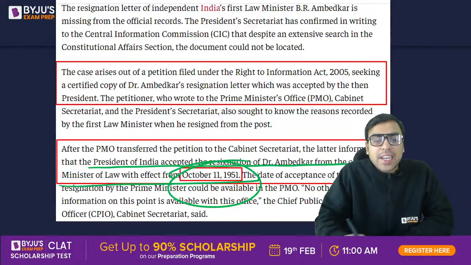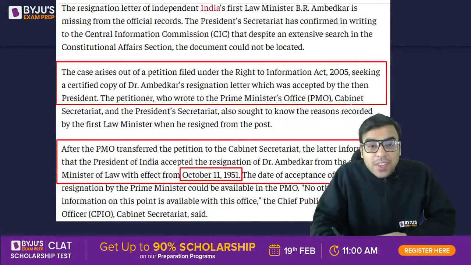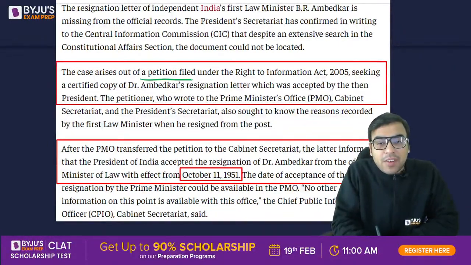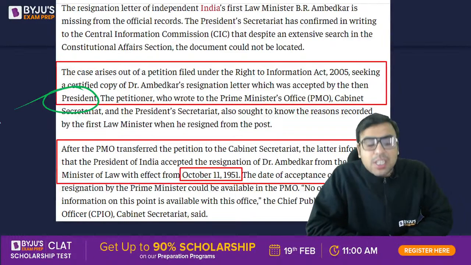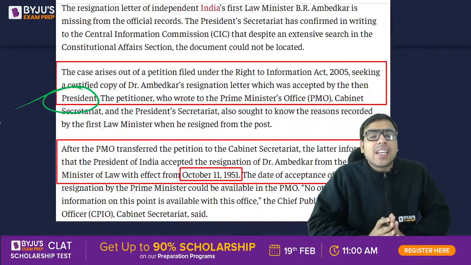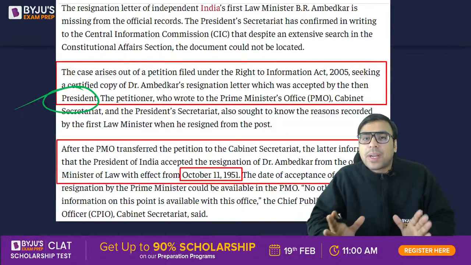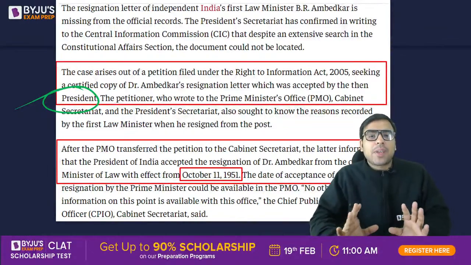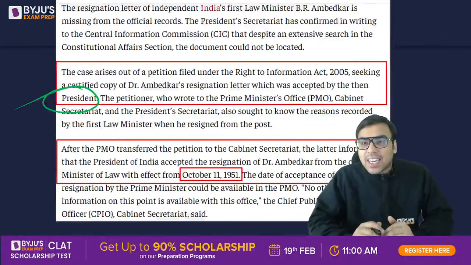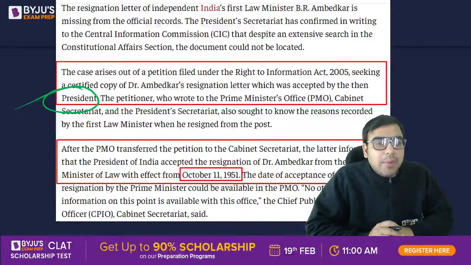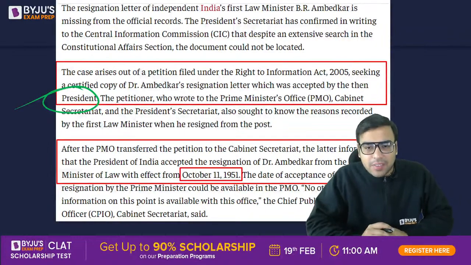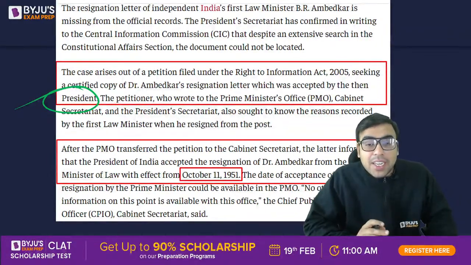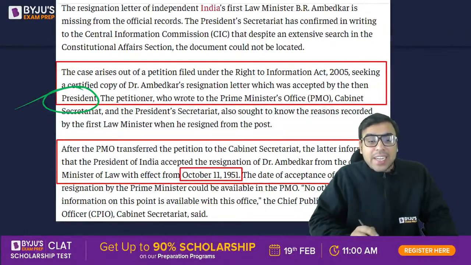Okay, he resigned. The case arises out of a petition filed under RTI seeking a certified copy of Ambedkar's resignation, which was accepted by the then president. So someone filed an RTI petition saying I need the photocopy or the exact copy of the resignation letter given by Bhim Rao Ambedkar, who was the law minister. He gave the resignation letter to the president on 11th October 1951. But actually they could not find it.